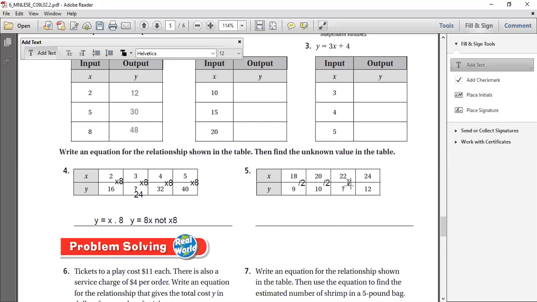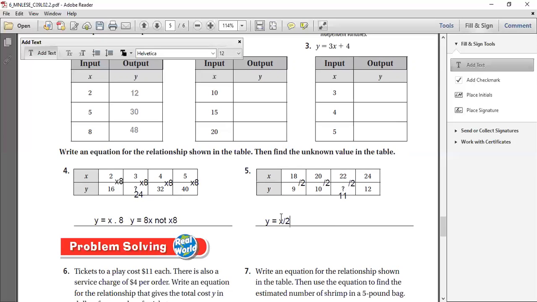22 divided by 2 is going to give you how much? How much is 22 divided by 2? That's going to give you 11, because 2 11s are 22. So how are you going to write the equation? Y is equal to x divided by 2.